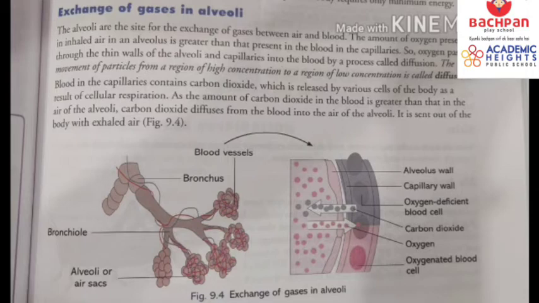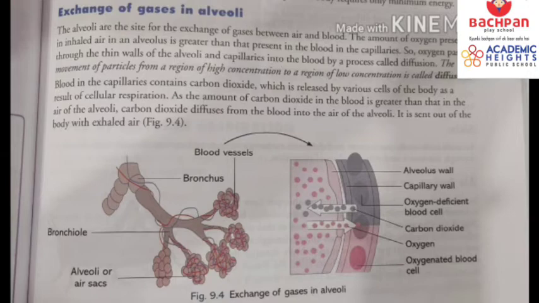जो capillaries के अंदर blood होता है उसमें carbon dioxide होता है, which is released by the various cells of the body as a result of cellular respiration. And as the amount of carbon dioxide in the blood is greater than that in the air of the alveoli, carbon dioxide diffuses from blood into the air of the alveoli. So it is sent back out of the body with exhaled air.